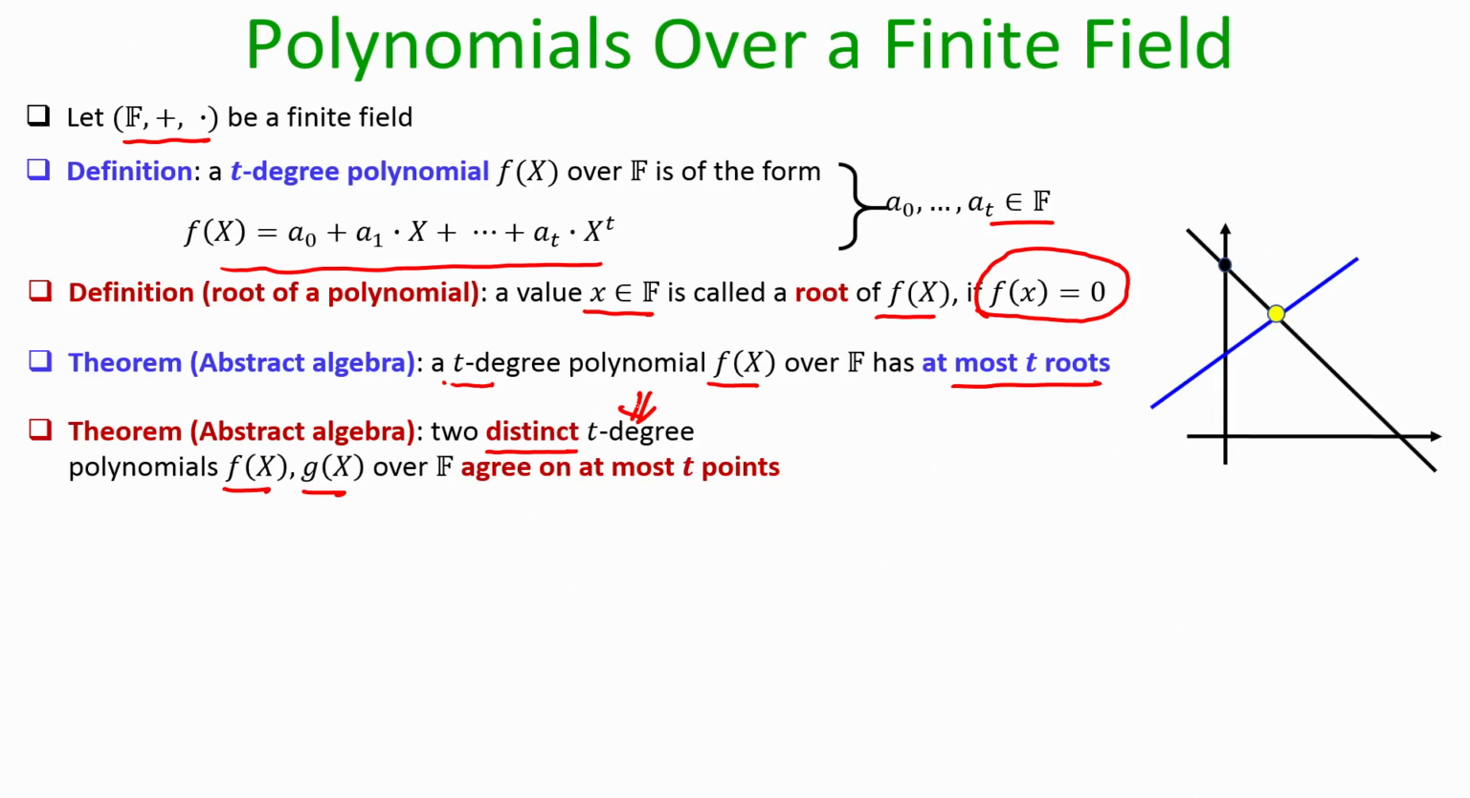So, that is why we can extend that idea in the context of polynomials over a field as well, and then conclude that if you take two distinct t degree polynomials, they can agree on at most t points.